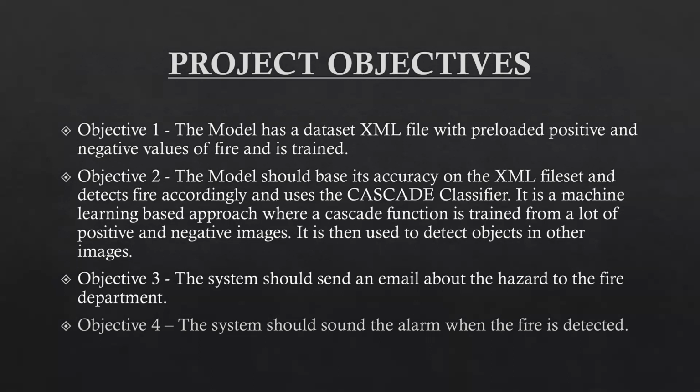So in objective two, the accuracy of the model is also based on the XML file set. So if we include more images of the fire in the XML data set, then we have more positive and negative shades, and then we can have more accuracy. As I've said, we are using the Cascade classifier. It is a machine learning based approach where the Cascade function is trained from a lot of positive and negative images.